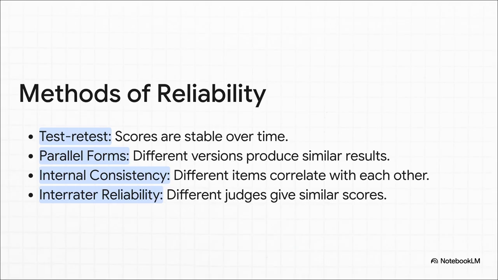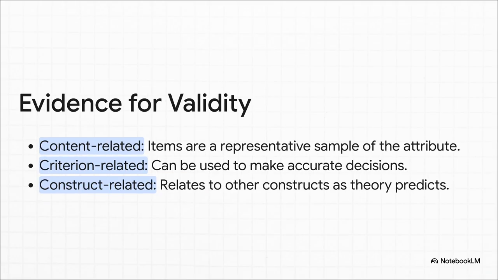So to prove a measure is reliable, researchers run a bunch of different tests. They're all designed to answer one question from different angles. Is this result dependable, or is it just random noise? And that noise could be anything, a person's mood, a weird sound in the room, a confusing question. These tests check for score stability over time, consistency across different versions of the test, and even agreement between different human judges.